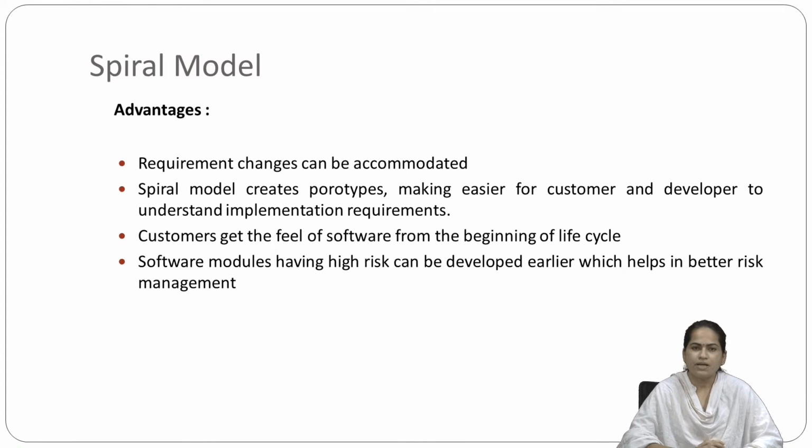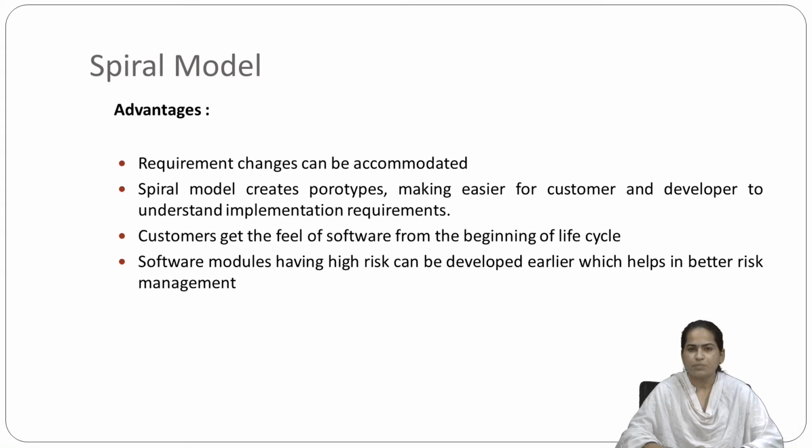Spiral models have a number of advantages. The first thing we can say is that requirement changes can be accommodated. As we know, we have different builds. Suppose we are using one build and a change occurs, means a requirement for change is received. Then in the second build we can implement it, we can accommodate it.